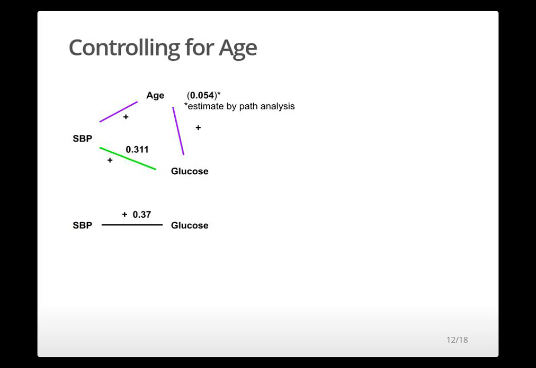Therefore, the simple regression coefficient for serum glucose, 0.37, is decomposed as 0.31, representing the age-adjusted association between systolic blood pressure and serum glucose, plus 0.054, representing their association through age. So this example illustrates how linear regression is used for understanding relationships among three or more variables.